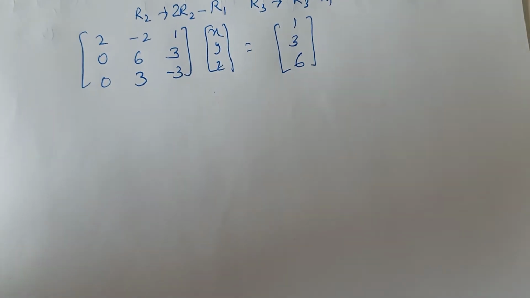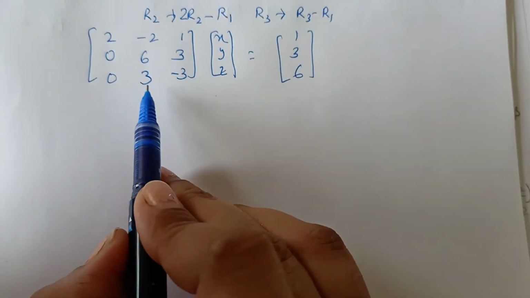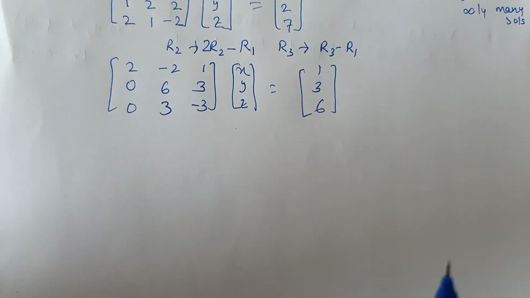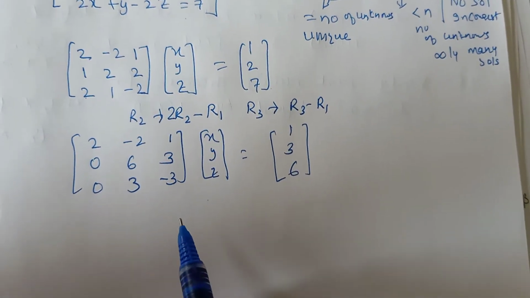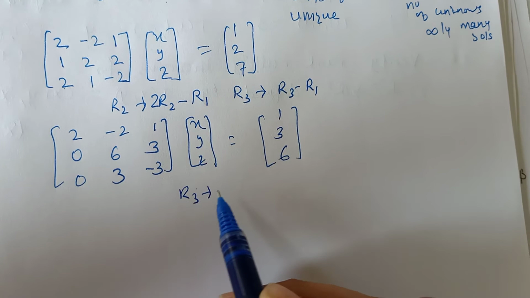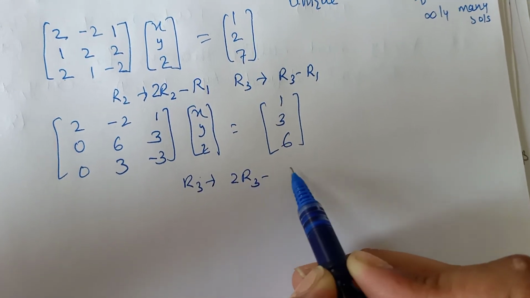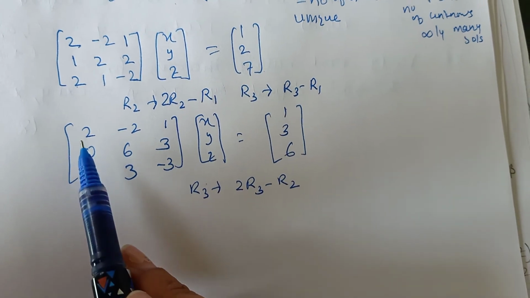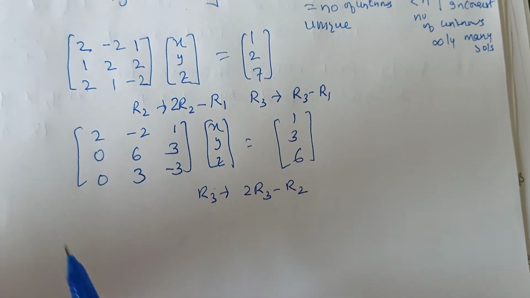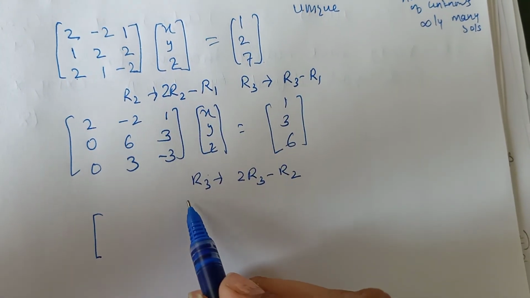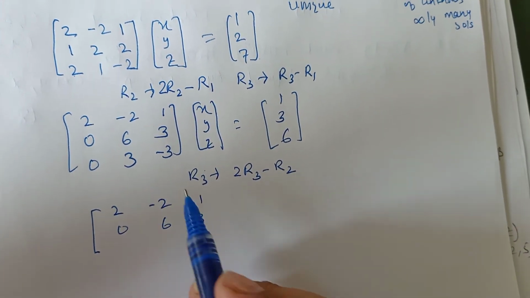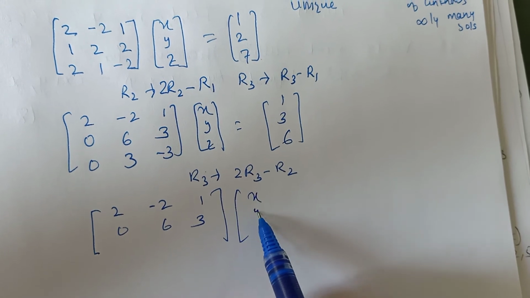So next, I am to convert this entry to 0 in order to reduce this matrix to an upper triangular matrix. So I will apply R3 as twice R3 minus R2. Why am I not using the first row? Because if I use the first row, this will make this entry non-zero. So the first and second rows will remain the same. Let us see what would happen to the third row.